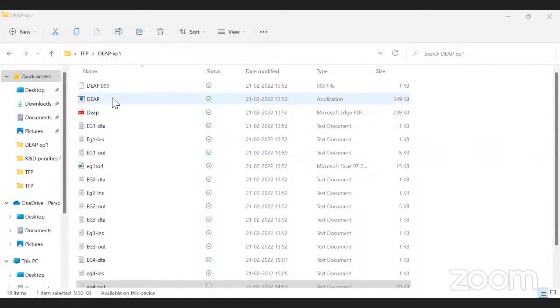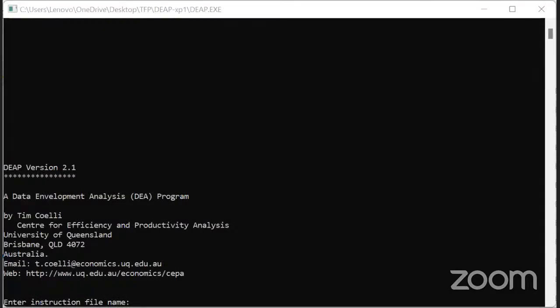So this is the software in which this command will be filled, the DEAP software. Here, enter the instruction file name. I will enter eg4ins.txt, which is the instruction file. Then enter.